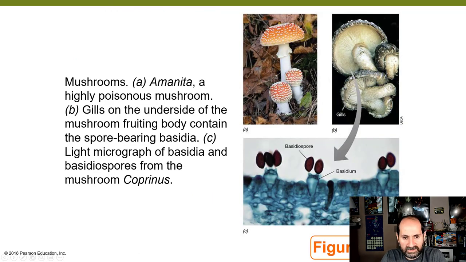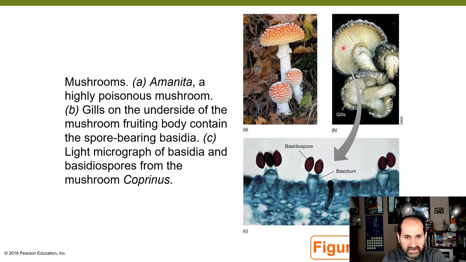So here are the mushrooms that you're familiar with. In A, you have Amanita, a highly poisonous mushroom. And here's the fruiting body. Remember, the fruiting body extends above the land to disseminate the spores.